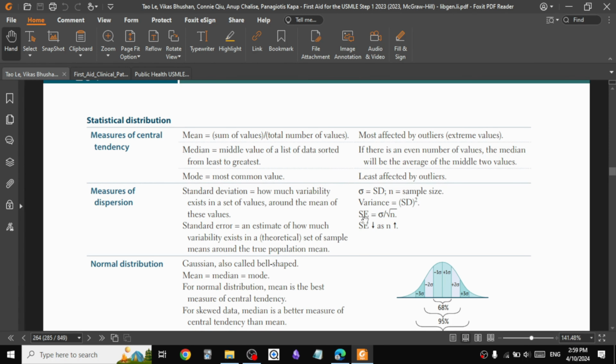Now you see how standard error is just given as this, and standard error changes as n changes. It makes even more sense now that we've gone through all the intermediate steps. Standard deviation is how much variability exists in the data around the mean, like a stepwise demarcation of the data around the mean. What is standard error? An estimate of how much variability exists in a theoretical set of sample means around the true population mean. So we took a theoretical set of samples and looked at how much variability exists compared to the true population mean.